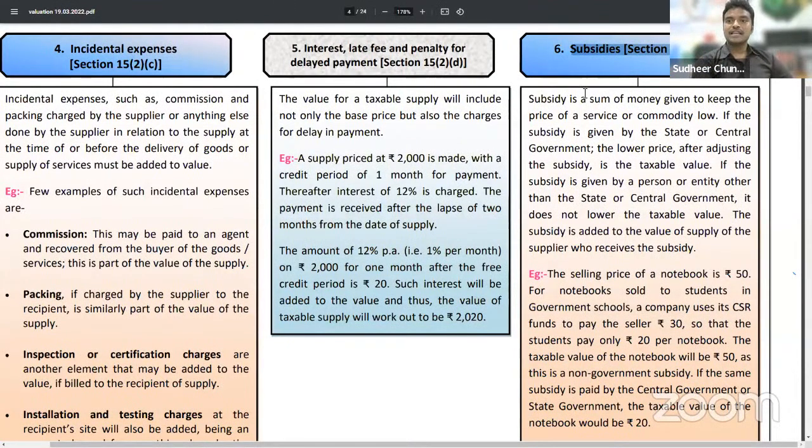Okay, here a subsidy is a sum of money given to keep the price of a service or commodity low. If we receive a subsidy from the government, such government subsidy will not form part of the transaction value. What must be included? Only non-government subsidies. Government subsidies need not be included in the value.